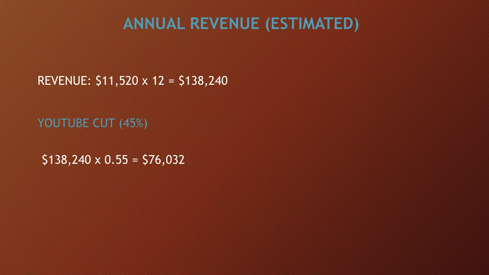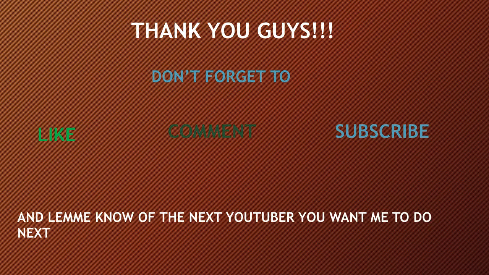$11,520. Annual revenue, this is going to be an estimate, $11,520 multiplied by 12, and you get $138,240. Now YouTube gets a cut of the revenue. YouTube gets 45%, and this channel gets 55%. So you have to do $138,240 multiplied by 0.55, and you get $76,032.